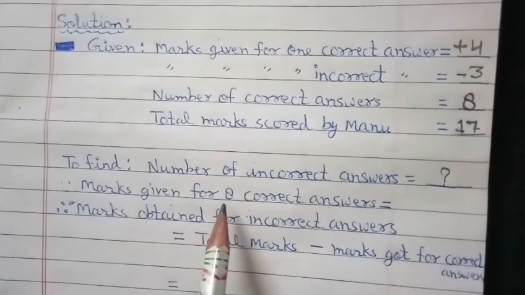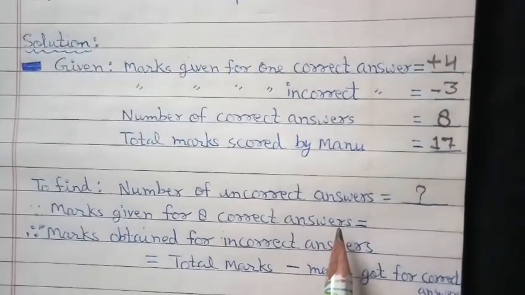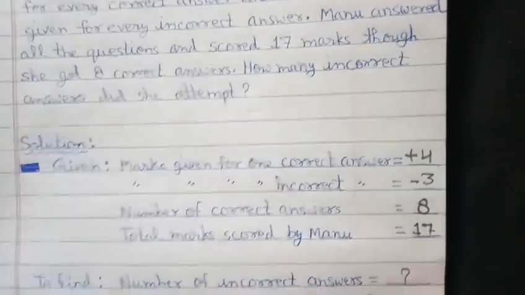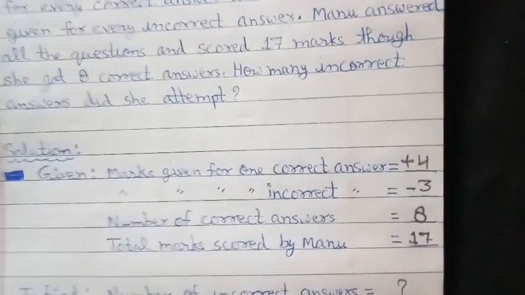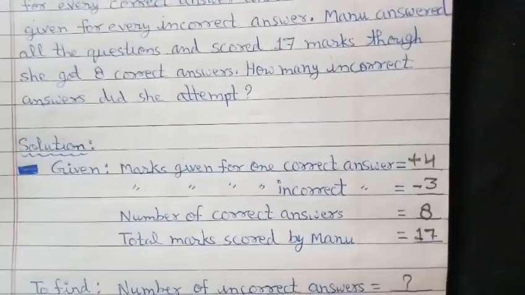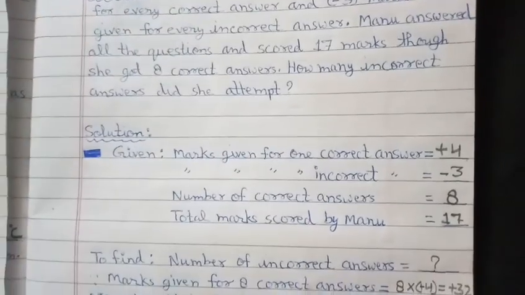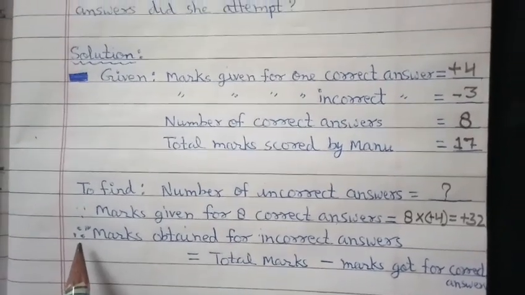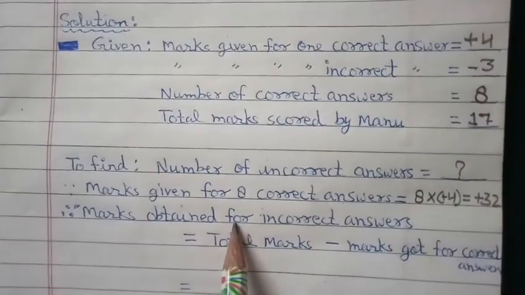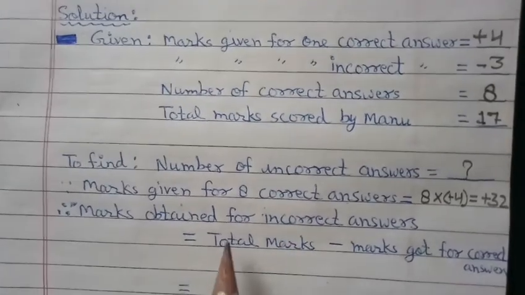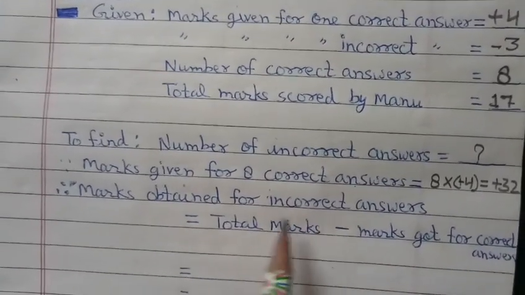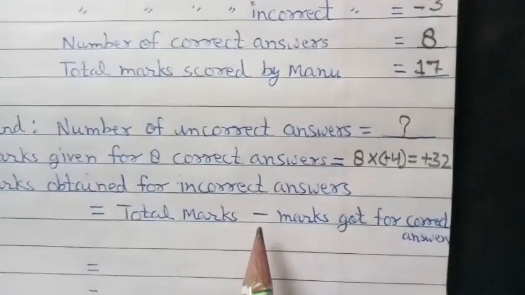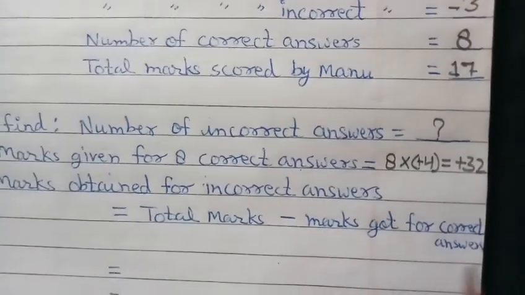Since marks given for 8 correct answers, that is 8 multiplied by plus 4, so plus 32 marks she got for 8 correct answers. Therefore, marks obtained for incorrect answers, we don't know how many incorrect answers she attempted, but marks obtained for incorrect answers is total marks minus marks got for correct answers.